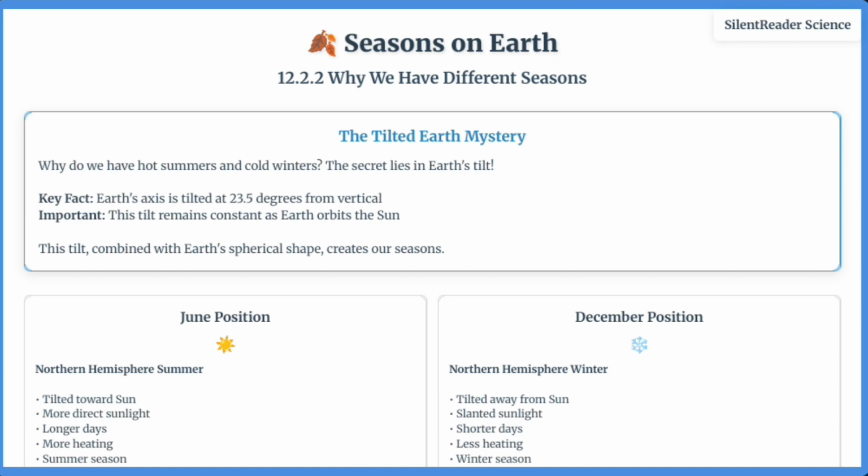Now let's explore why we have different seasons. The secret lies in Earth's tilt. Our planet's axis is tilted at 23.5 degrees from vertical, and this tilt remains constant as we orbit the Sun.